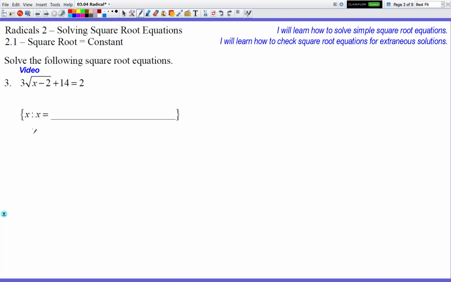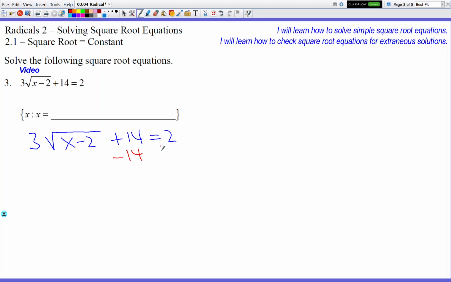Okay, so let's solve for x. Back to blue. So I got 3 times quantity square root of x minus 2 plus 14 equals 2. Since I'm solving, I can make the two sides interact. So you've got some choices. You can either divide by 3 first, which I don't recommend, or you can subtract 14 first, which is what I recommend. Okay, so we're going to subtract 14 first.